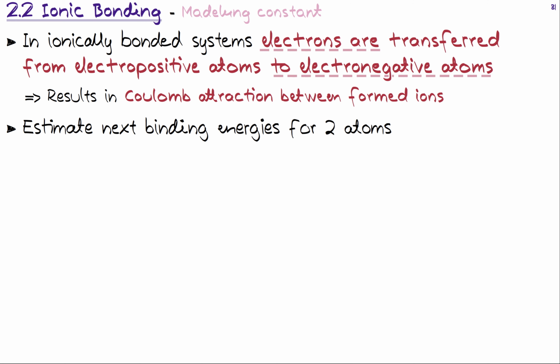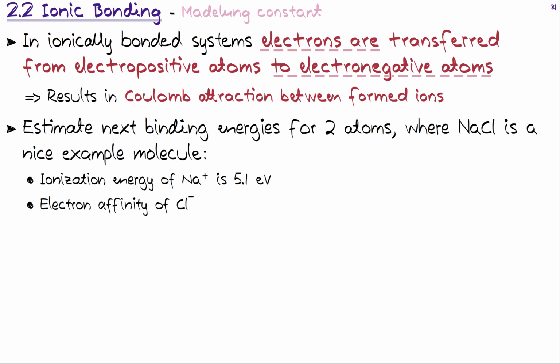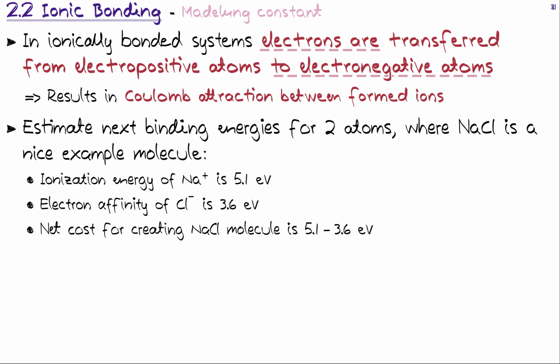What we do next is estimate these binding energies for the case of two atoms. For example, sodium chloride is a good example molecule. The ionization energy of a sodium atom is 5.1 electron volts. The electron affinity of chlorine is 3.6 electron volts. The energy it takes to create a sodium chloride molecule is then 5.1 minus 3.6 electron volts, so 1.5 electron volts. And this is a molecule, not a solid.